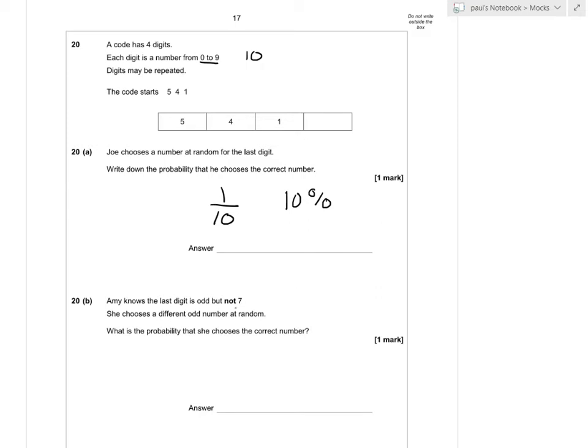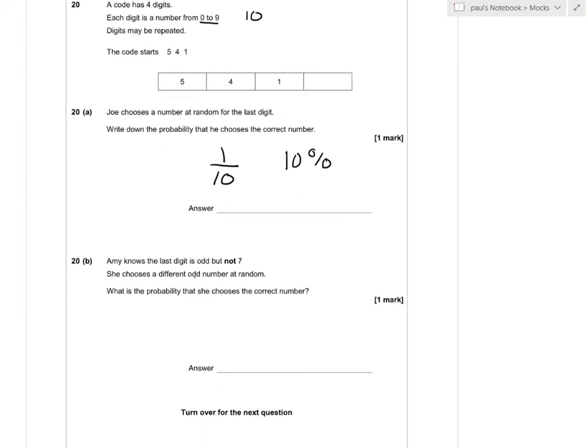Amy knows that the last digit is odd but not 7. She chooses a different odd number. Right, so the last digit is odd but not 7. So it could be 1, 3, 5 or 9. So she's only going to have a 4, or 1 in 4 chance. But that's actually better, isn't it?